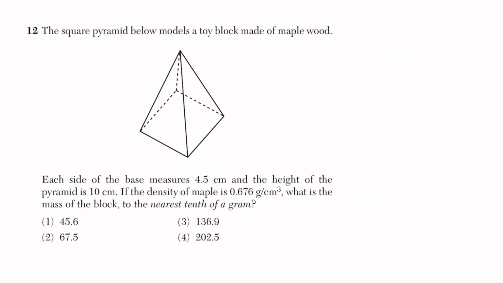Question 12. The square pyramid below models a toy block made of maple wood. Each side of the base measures 4.5 centimeters and the height of the pyramid is 10 centimeters. So these are all the same, and it's 4.5 cm, and the height is equal to 10 cm. If the density of the maple is 0.676 grams per centimeter cubed, what is the mass of the block to the nearest tenth of a gram?